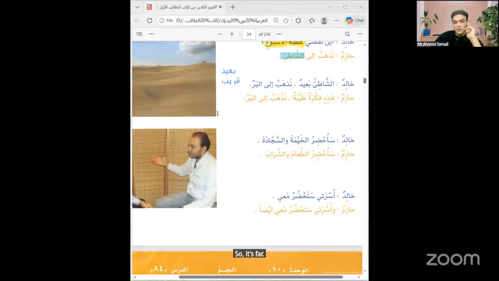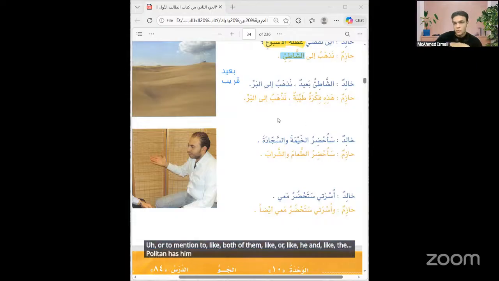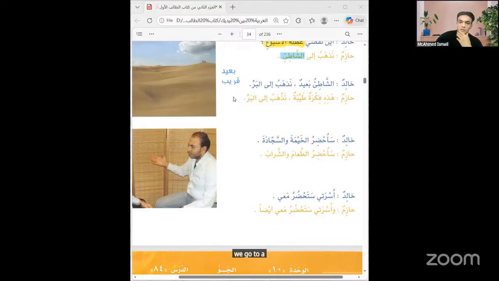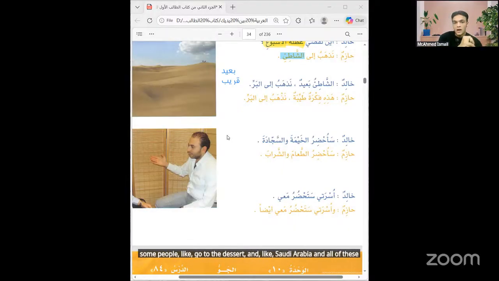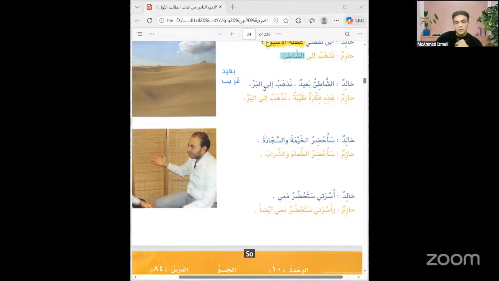نذهب إلى البر. البر, he means desert. Sometimes you go to the desert and you do camping and so on. So نذهب إلى البر, we should go to البر. And here نذهب refers to both of them, Khalid and Hazim. So when you say نذهب, we mean we go to الشاطئ, so we go to البر. You see the desert, and some people in Saudi Arabia and other countries go to the desert to enjoy and look at the stars at night. So نذهب إلى البر.